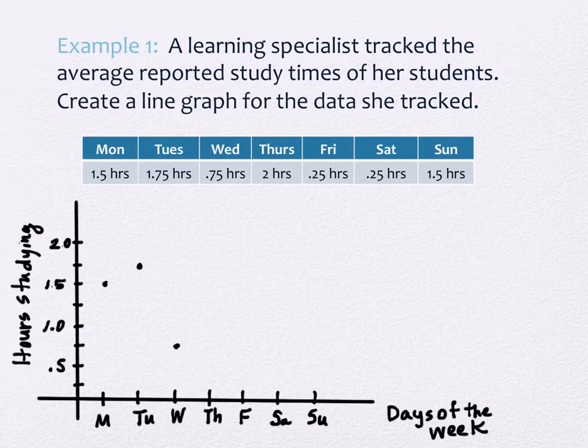Thursday is 2 hours. That's pretty close. Friday is at 0.25 hours. Which, honestly, that's probably a bit optimistic, don't you think? Saturday, also optimistic at 0.25 hours. And then Sunday, we get serious about it again, and we've got an hour and a half. You guys know how it goes. I'm not saying anything that's not true.